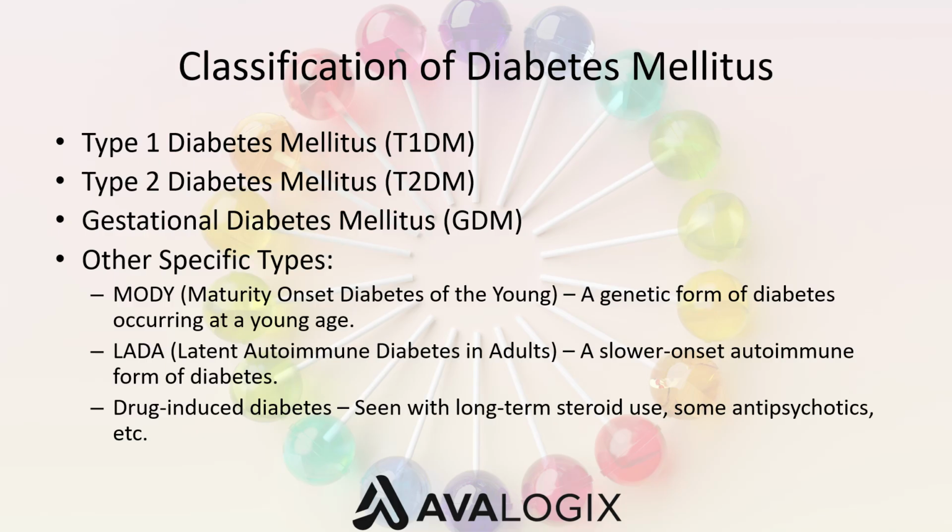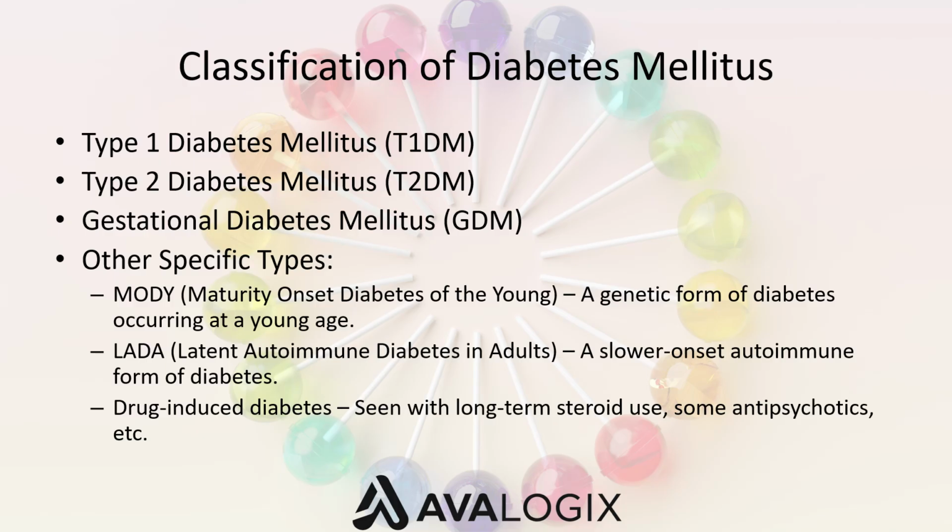Gestational diabetes mellitus, GDM, occurs during pregnancy. Hormonal changes and insulin resistance lead to elevated blood sugar. It often resolves after delivery, but both mother and baby are at increased risk of developing T2DM later in life. Screening during pregnancy is crucial.